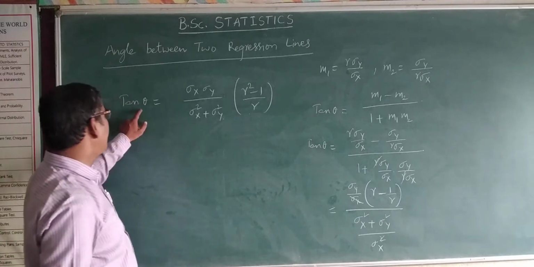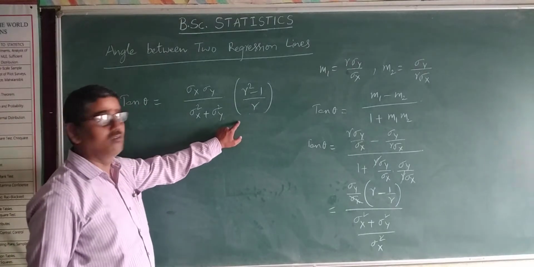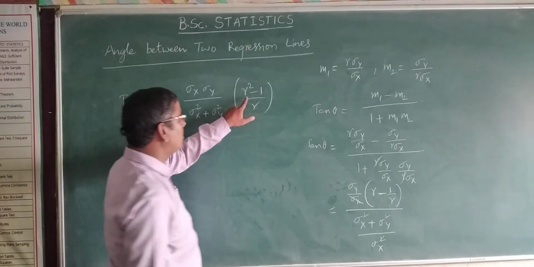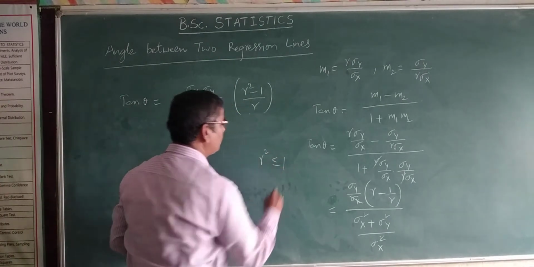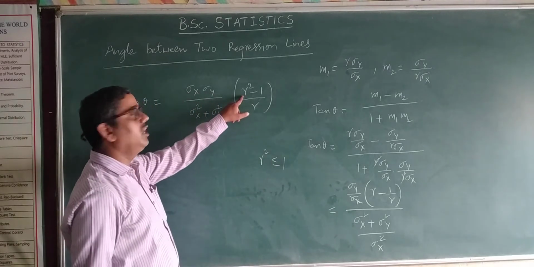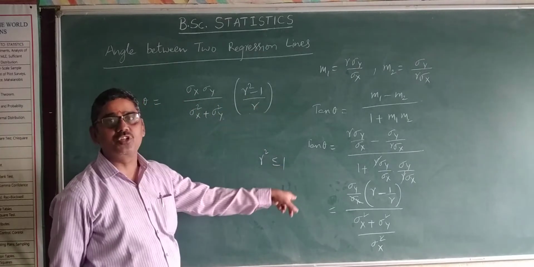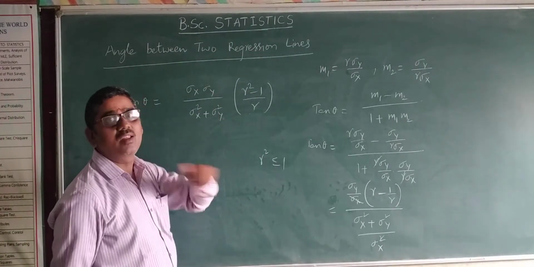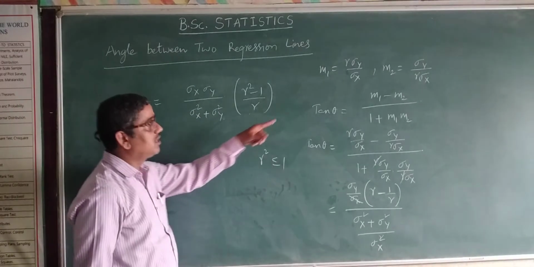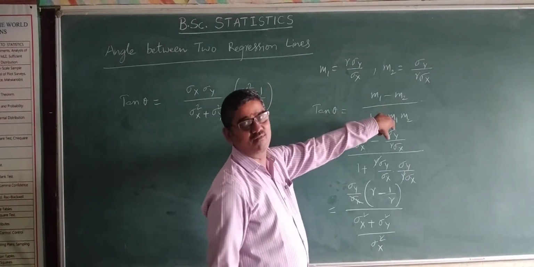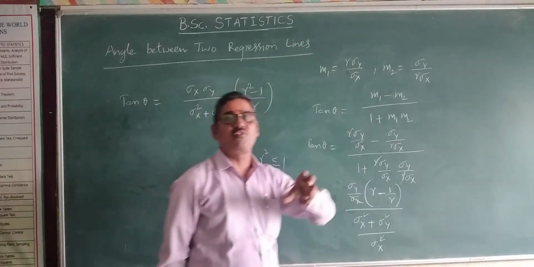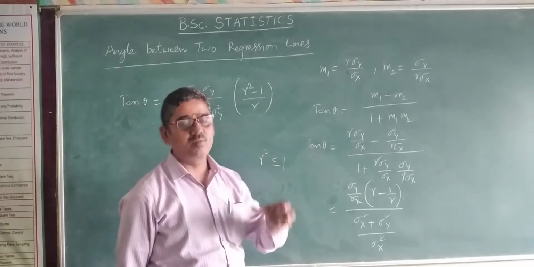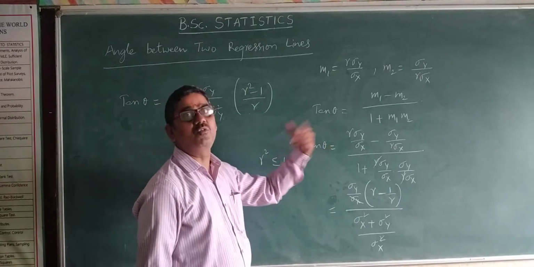But the angle cannot be a negative value. For example, r square is always less than or equal to 1, so definitely r square minus 1 is less than or equal to 0. So it takes a negative value, but that is not possible for the angle. So what do we have to consider? Here we have to consider m2 minus m1. That is the reason I specified that it is a difference between m1 and m2. We should consider m2 minus m1.